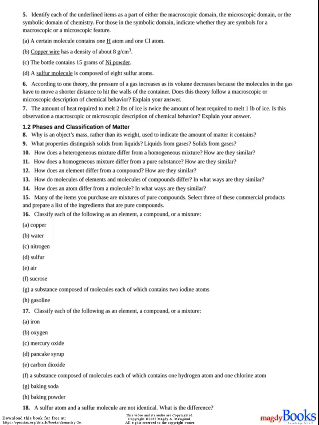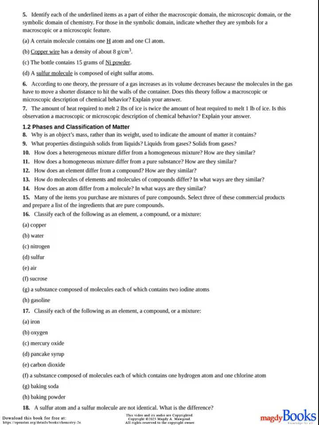11. How does a homogeneous mixture differ from a pure substance? How are they similar? 12. How does an element differ from a compound? How are they similar? 13. How do molecules of elements and molecules of compounds differ? In what ways are they similar? 14. How does an atom differ from a molecule? In what ways are they similar?